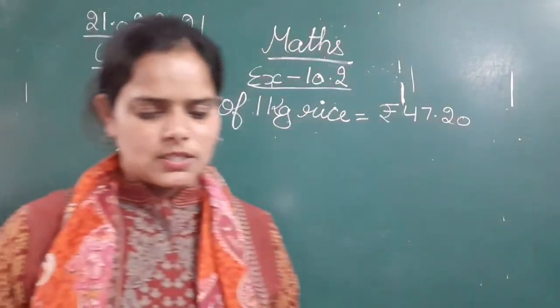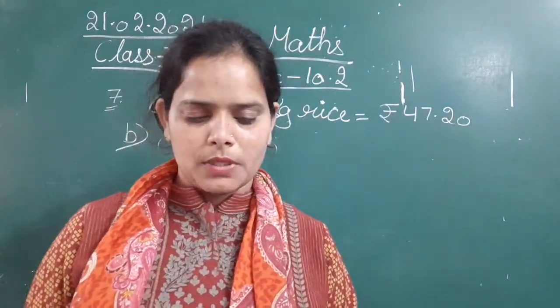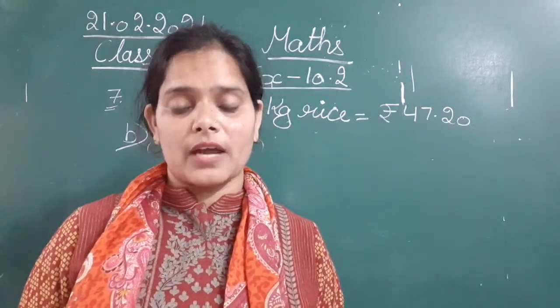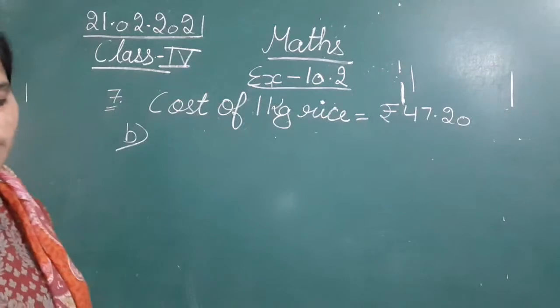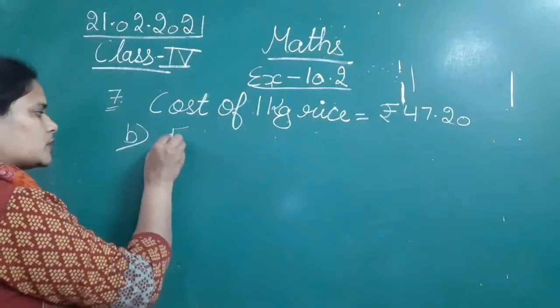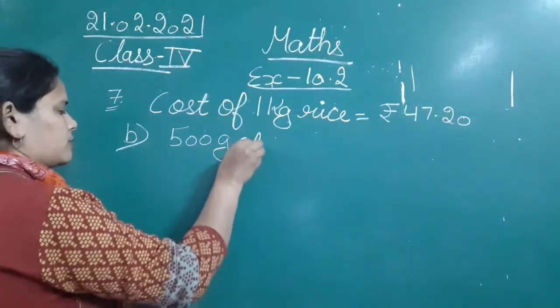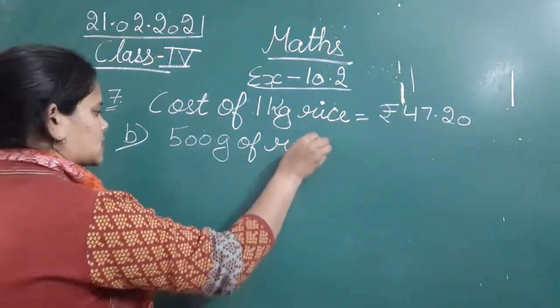So B part is, now in the B part we need to calculate the cost of 500 gram of rice. Okay, in the B part we need to calculate cost of 500 gram of rice.